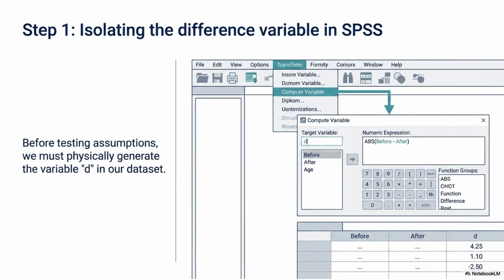Let's consider a clinical study. We want to evaluate the effect of a new antihypertensive drug on systolic blood pressure. We measure blood pressure before the treatment and blood pressure after treatment. First, we enter our data and then find the differences of before-treatment blood pressure and after-treatment blood pressure.